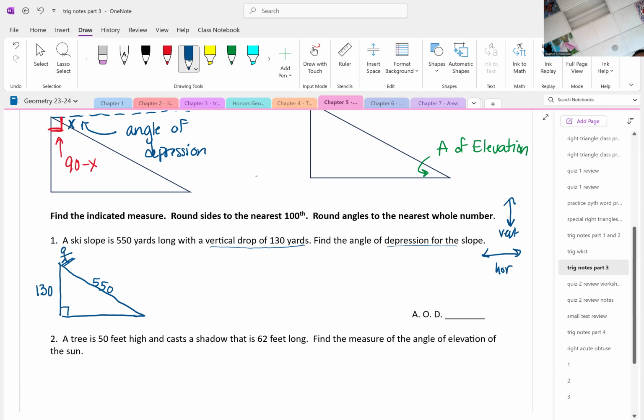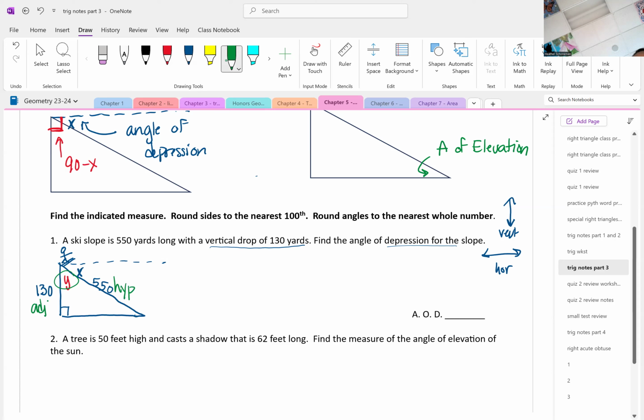Well, if we look at our picture above, the angle of depression is outside of the triangle. So it is X right here. Now I can't solve directly for X. So what I'm going to do is solve for Y. And once I know Y, I can subtract it from 90 to get X. So let's see if we can solve it. So looking at Y, I'm going to label it. This is adjacent. This is hypotenuse.